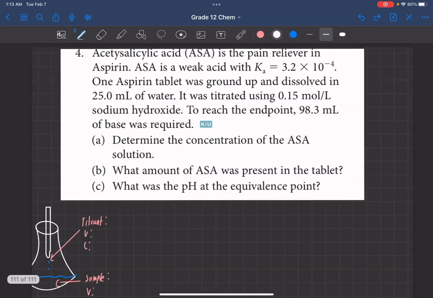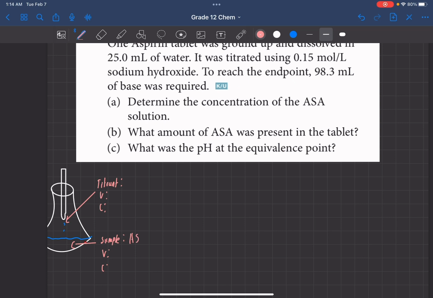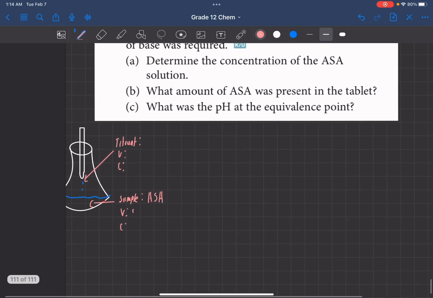But yeah. So question 4 is pretty much the same thing, except this time we're working with an acid as the sample and a base as the titrant. So acetylsalicylic acid, I'm not even going to try to pronounce that, is a pain reliever, also known as aspirin. It can be denoted as ASA. It is a weak acid with a Ka of 3.2 times 10 to the negative 4. Okay, so one aspirin tablet was ground up and dissolved in 25 milliliters of water. So that was in 0.025 liters of water.